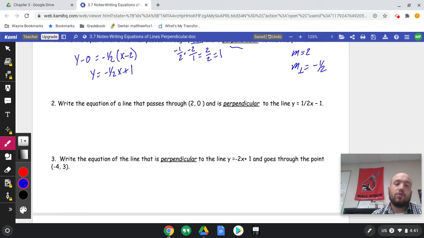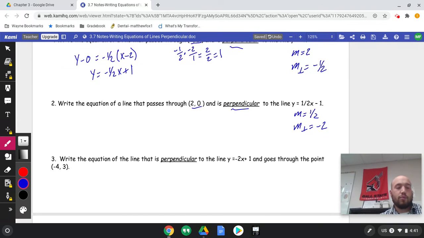All right, example 2 here, very similar. Once again, going through the same point 2, 0. Still perpendicular, however, the slope has changed. The original slope is now 1/2. So our slope of a perpendicular line would be the opposite reciprocal. It was positive, so it goes to negative. Instead of 1/2, it's going to be 2 over 1. So negative 2 is our slope.